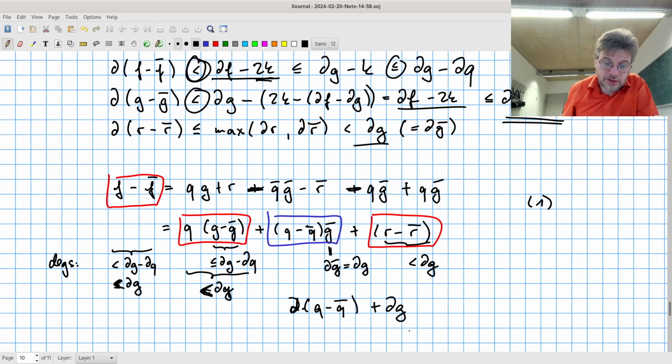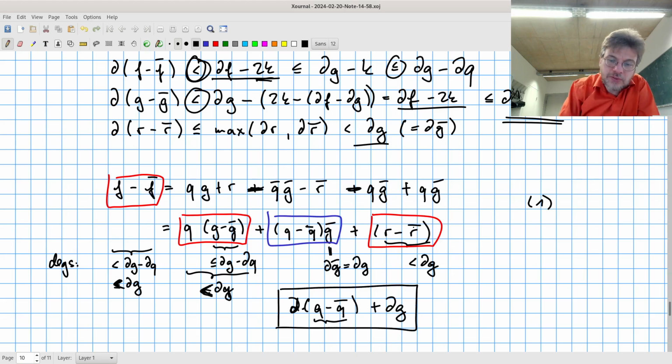At first you think it's a contradiction, but it's not a contradiction. It's only a contradiction if this here is not 0. Because if this is not 0, then the degree is non-negative, and then this degree would be at least g.